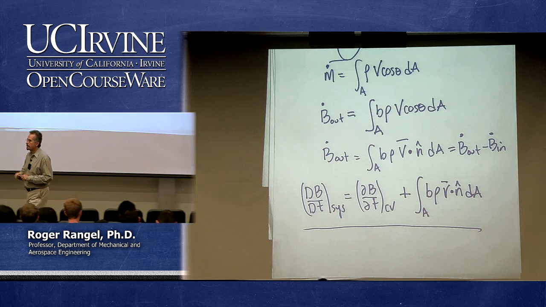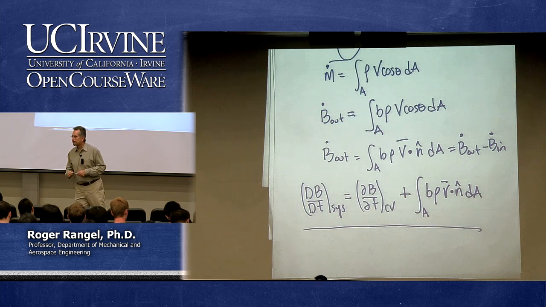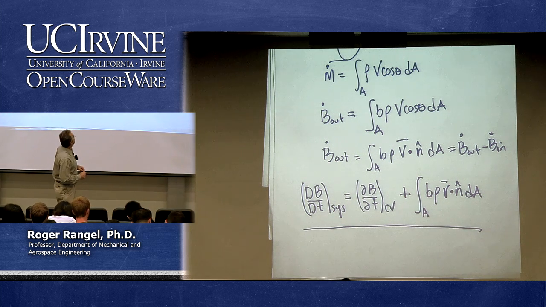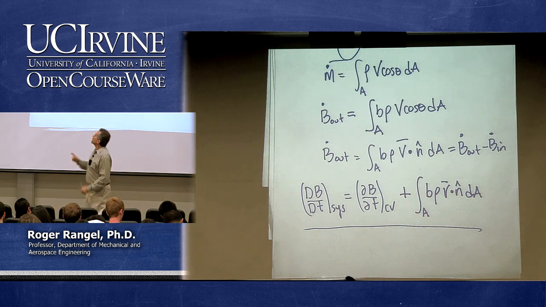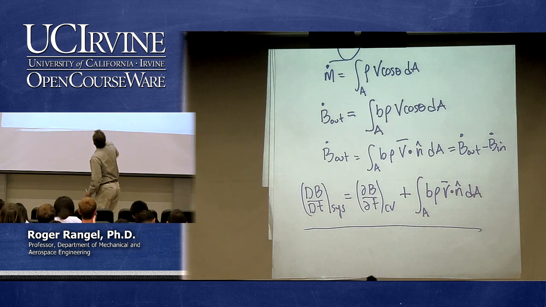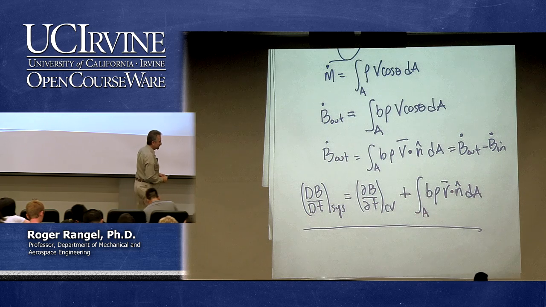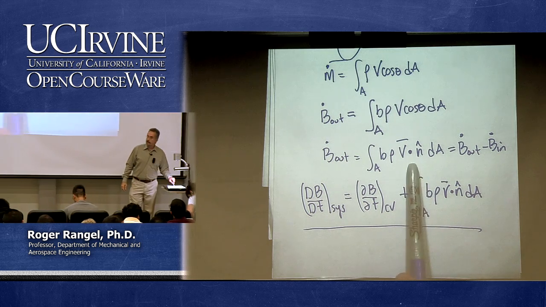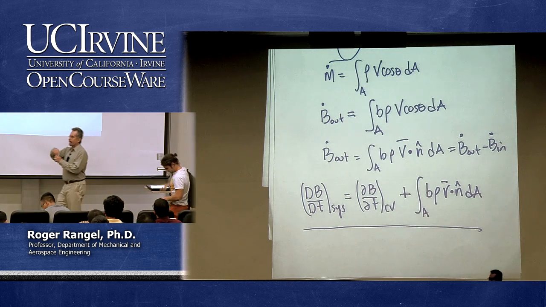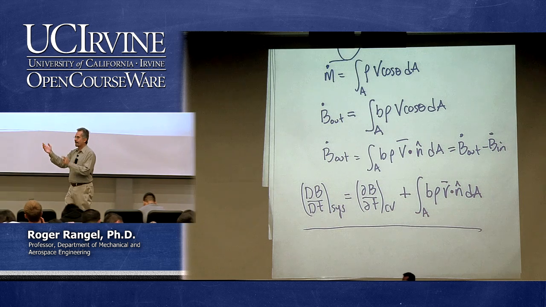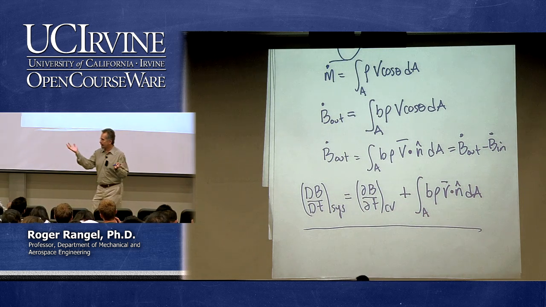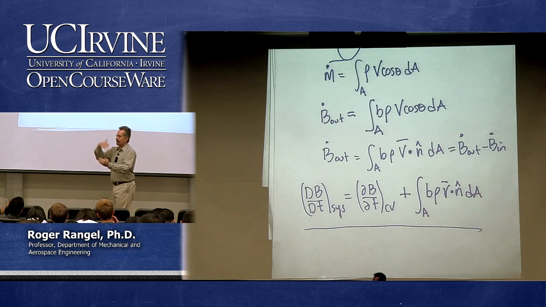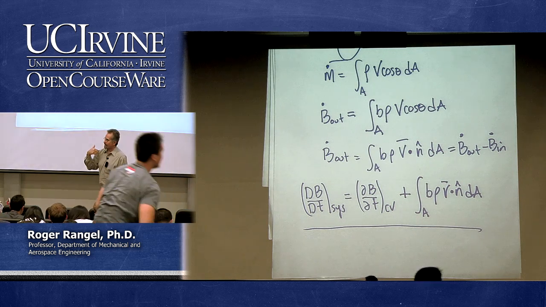Question? Why I've added the minus B dot in? Because the product of the velocity dot n will give me the correct sign. If it's going out, it'll be positive. If that product is negative, it'll be coming in. So by doing an integral, I'm taking into account whatever mass is going out and whatever mass is going in.